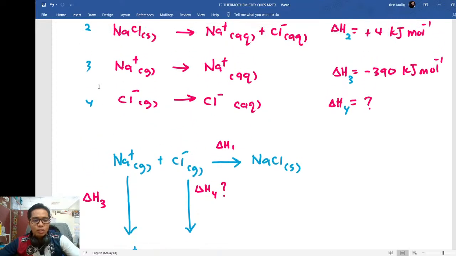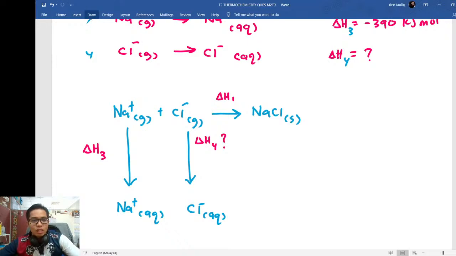So delta H2 is from NaCl solid to produce Na plus aqueous and Cl minus aqueous. So it will be the last one, from NaCl solid here yang hujung ni turun ke bawah to produce Na plus aqueous. Ni kita tambah positive sign kat sini and Cl minus aqueous. And this is our delta H2.